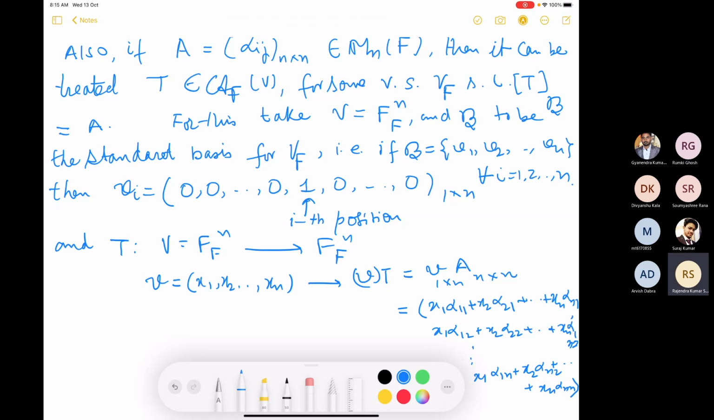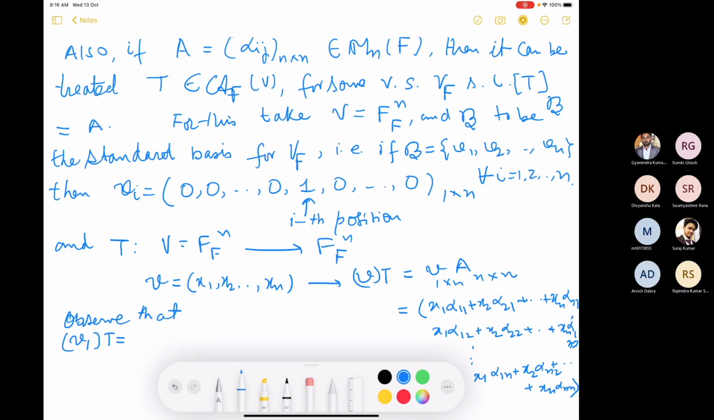Now, in particular, you can see here how the basis vectors are mapped. So this will give you vT. And the matrix of T with respect to the ordered basis will turn out to be alpha_ij. So if this is the case, observe here that you can straight away define it; you need not write this vA, this is just to write this expression. So if you take, for example, v1 T.